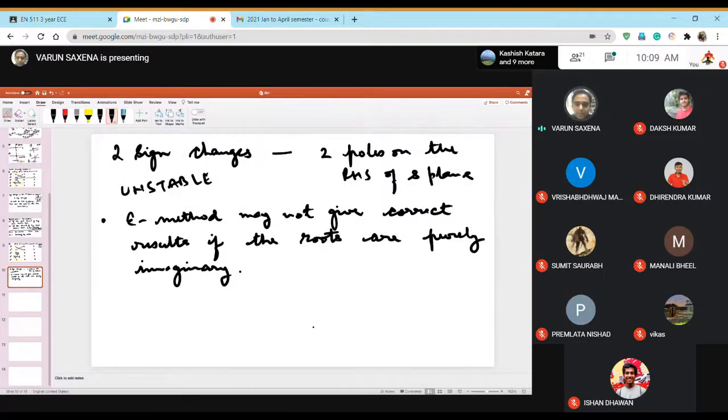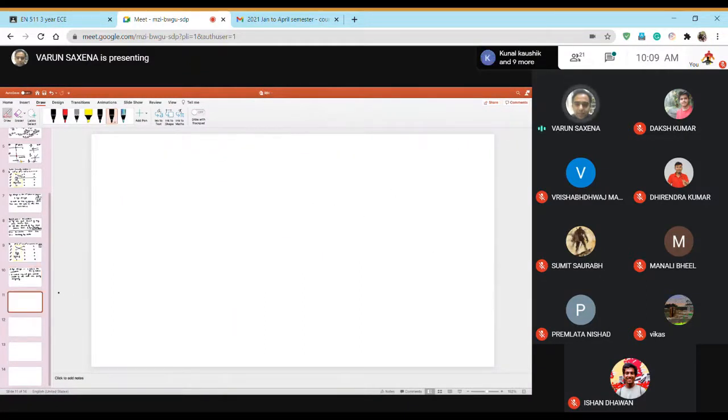Okay, so let's go to the second case, which is when the entire row becomes equal to 0. So let's look at that example and see how we actually work around this case. So let's say that we have s^5 plus 4s^4 plus 8s^3 plus 8s^2 plus 7s plus 4 equals 0.